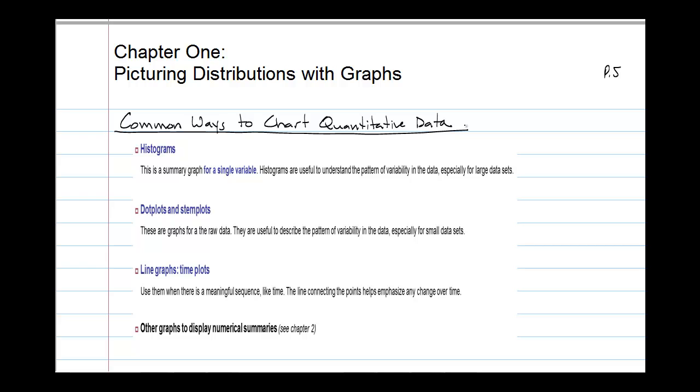First of all, histograms are very common, and this is a summary graph for a single variable. I'm only asking about one variable. Histograms are useful to understand the pattern of variability in the data, especially when you have huge data sets that you're trying to make sense of. Now, a dot plot and stem plot are graphs that basically contain all the raw data points. All the original values of the data set are represented here. They're really nice for small data sets, and they're really easy to do by hand. And again, they look for patterns and variability in the data.